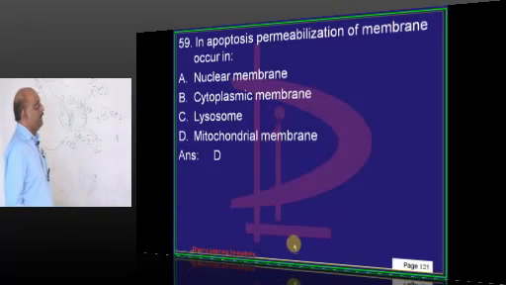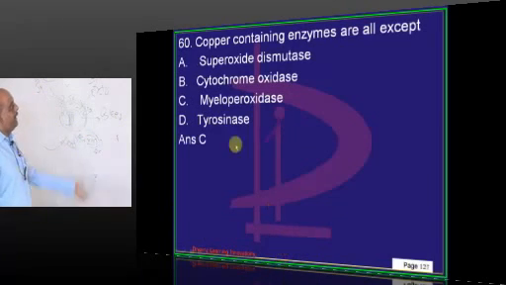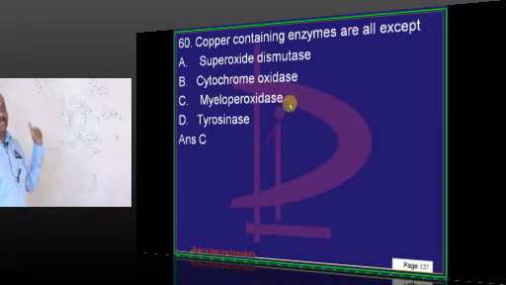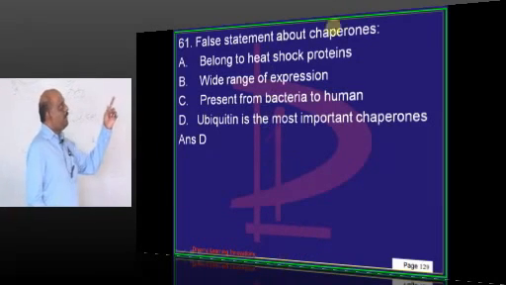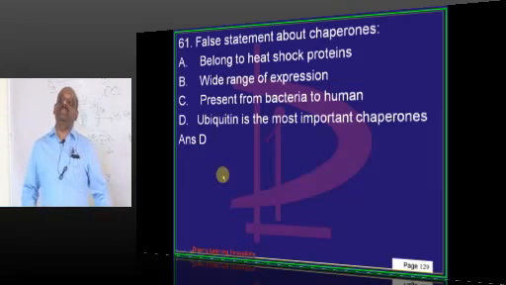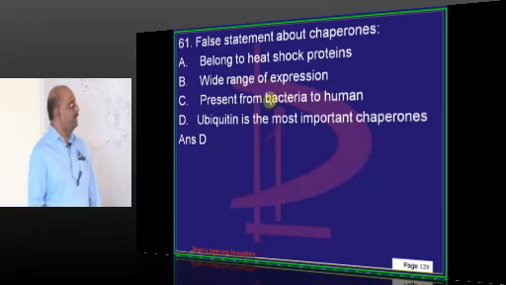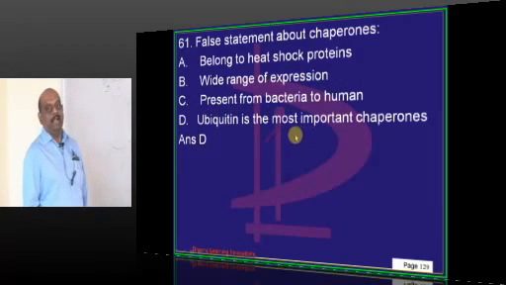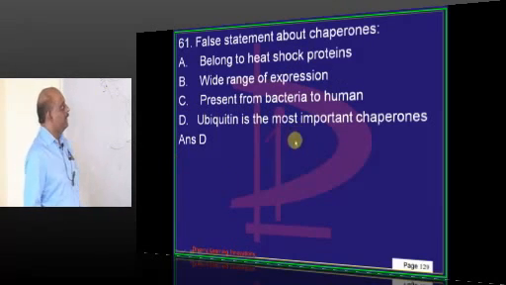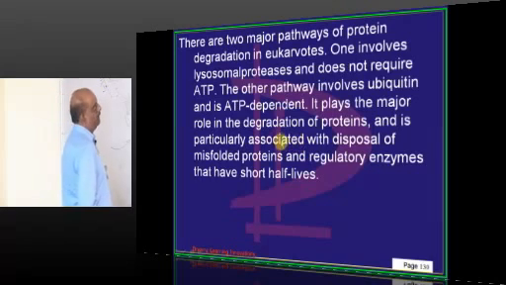You will remember me. So copper containing enzymes are cytochrome oxidase, superoxide dismutase and tyrosinase is what you need to remember. Now chaperones have a wide range of pleiotropic effects and expression. They are called heat shock proteins and they are present in bacteria. They are all true.